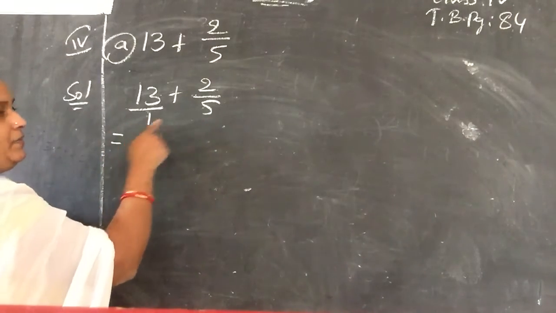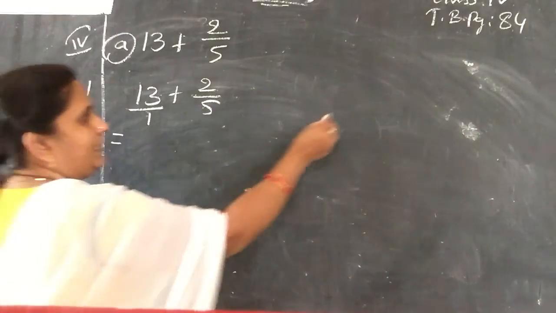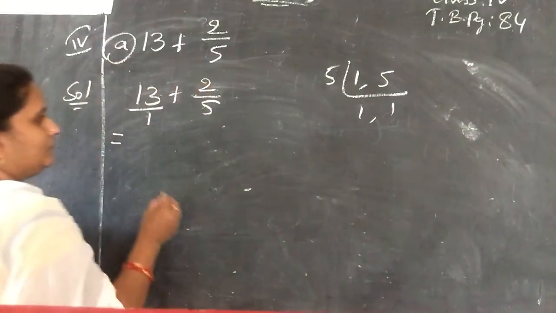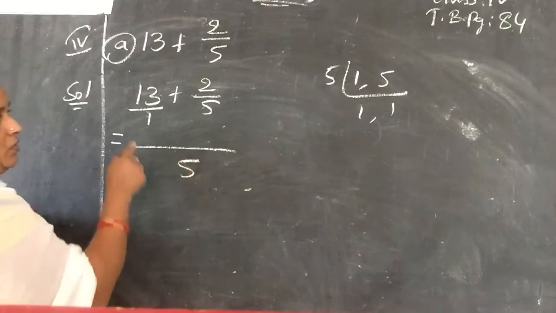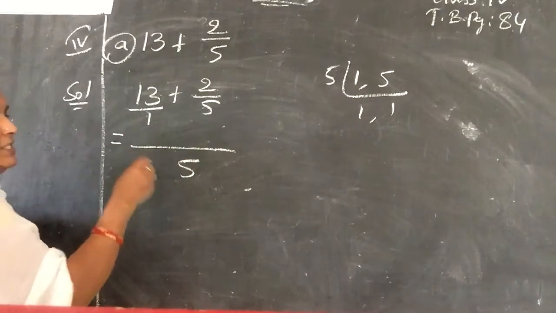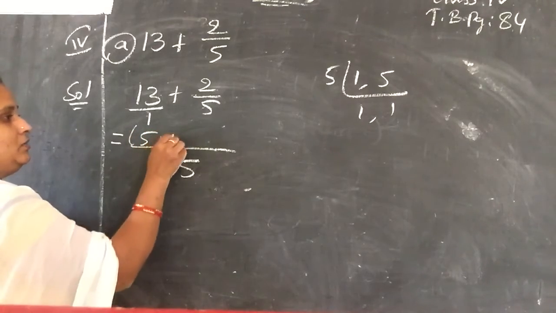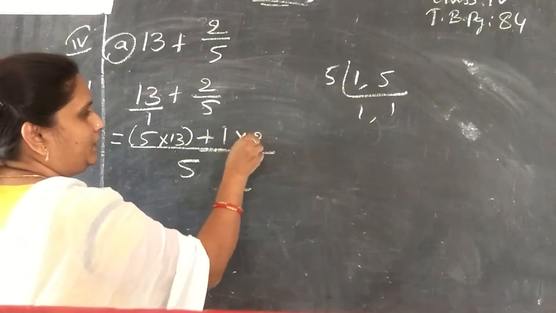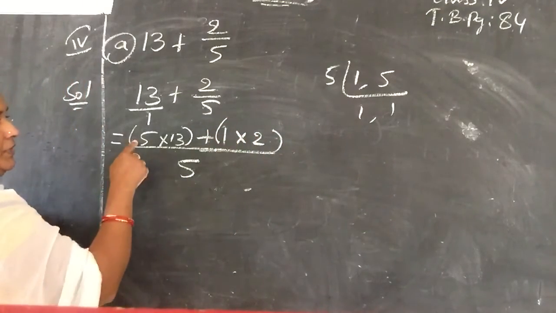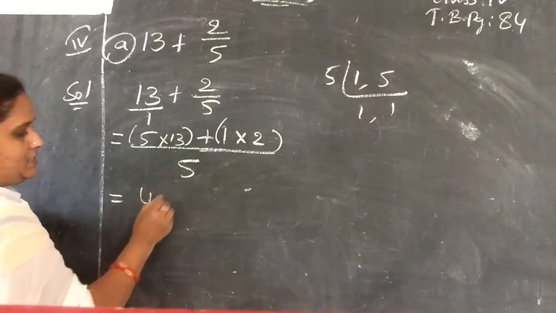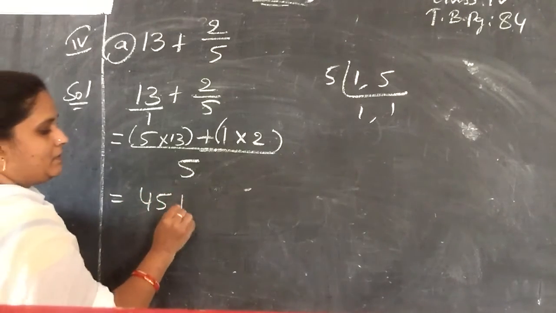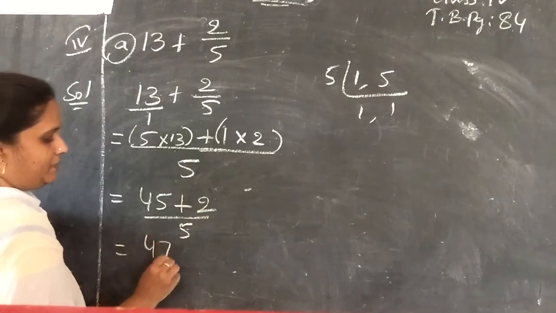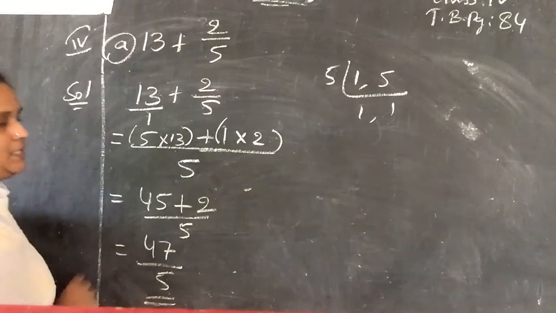So after taking the LCM of 1 and 5, you will be getting 5 only as the LCM. Now in 1 table 5, how many times divide, children? 5 times, no. So 5 into 13, and 5 table how many times? 1 time. 1 into 2. So 5 into 13: 13 5s are 65 plus 1 2s are 2 by 5 is equal to 67 by 5 is the answer.